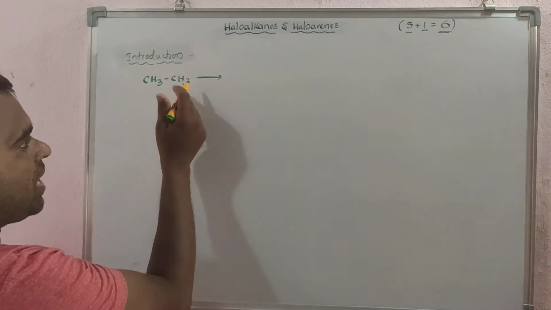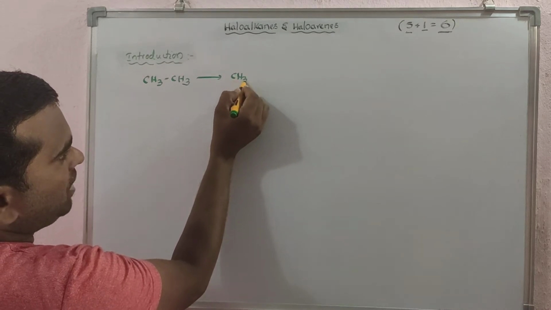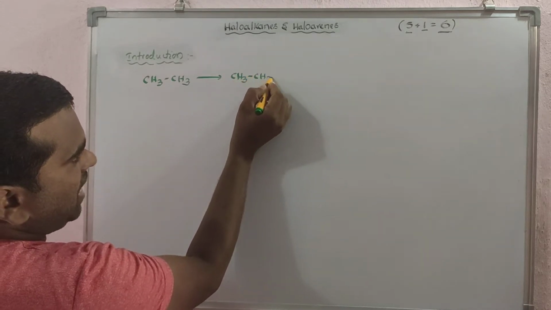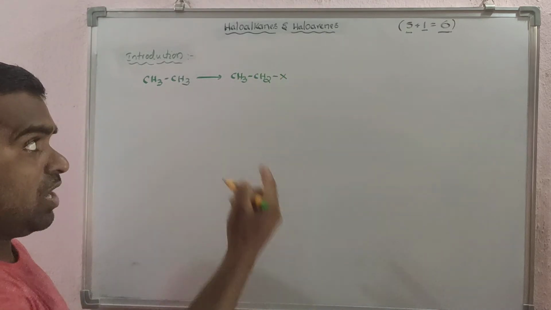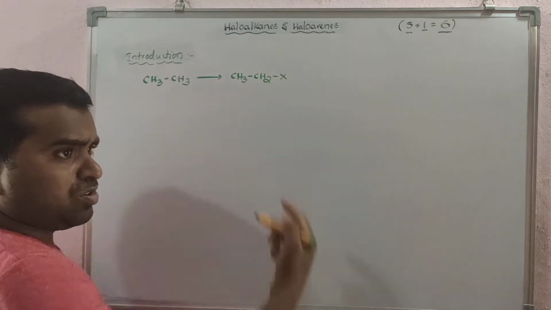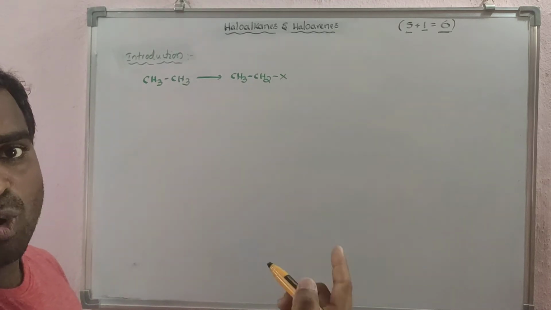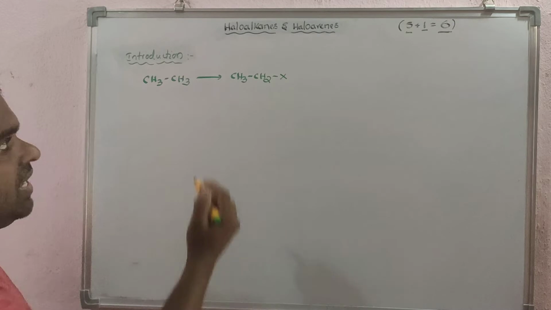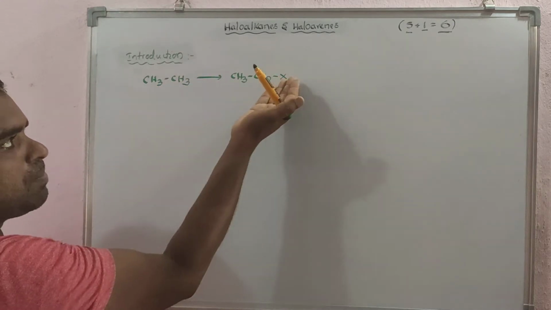Suppose one hydrogen atom is replaced by a halogen atom, then you will get the compound CH3CH2X. X means what here? Halogen atom. X can be fluorine, chlorine, bromine or iodine. Clear? In the same way, this is an aliphatic hydrocarbon and we replace the hydrogen by the halogen.